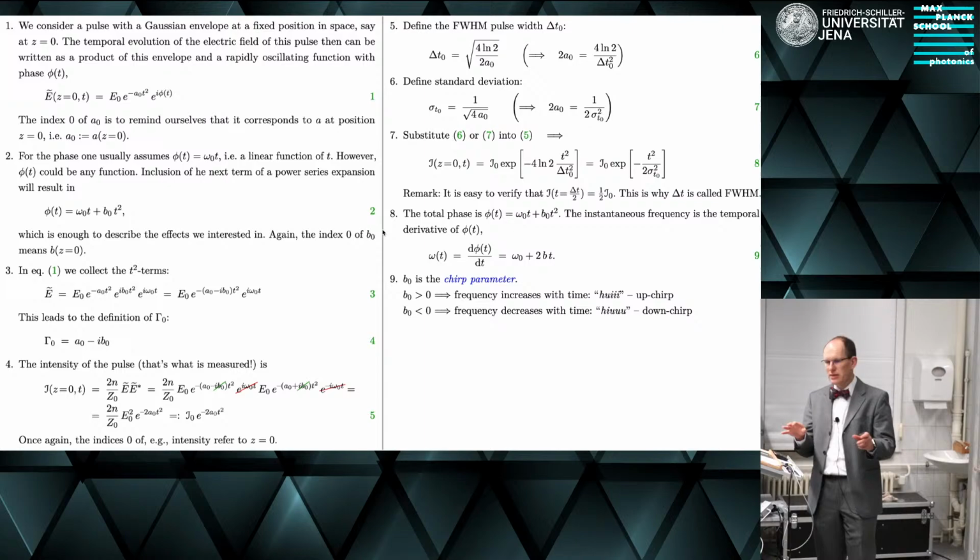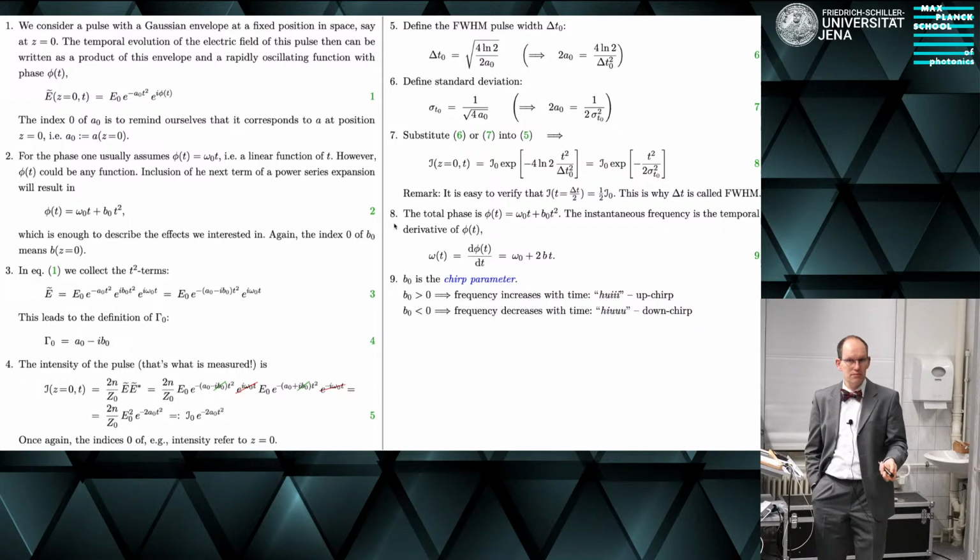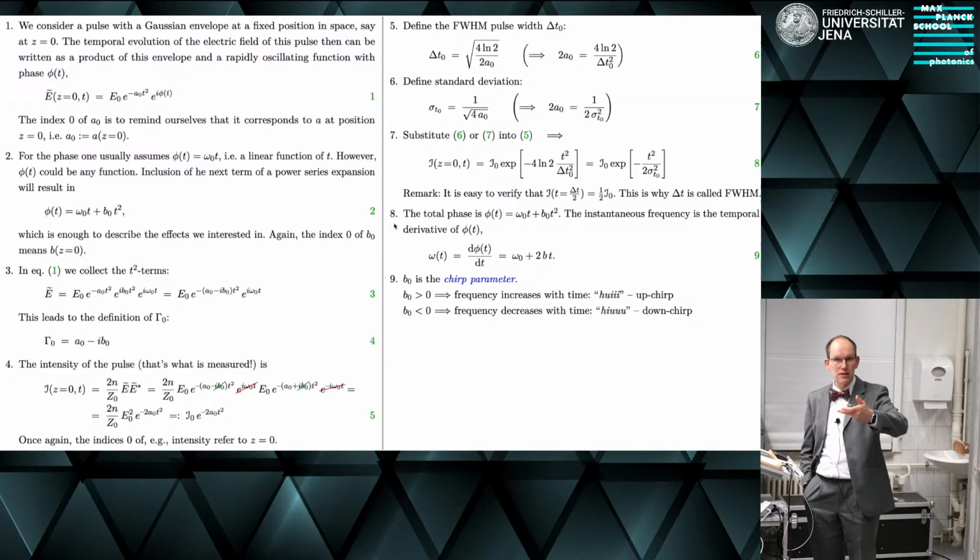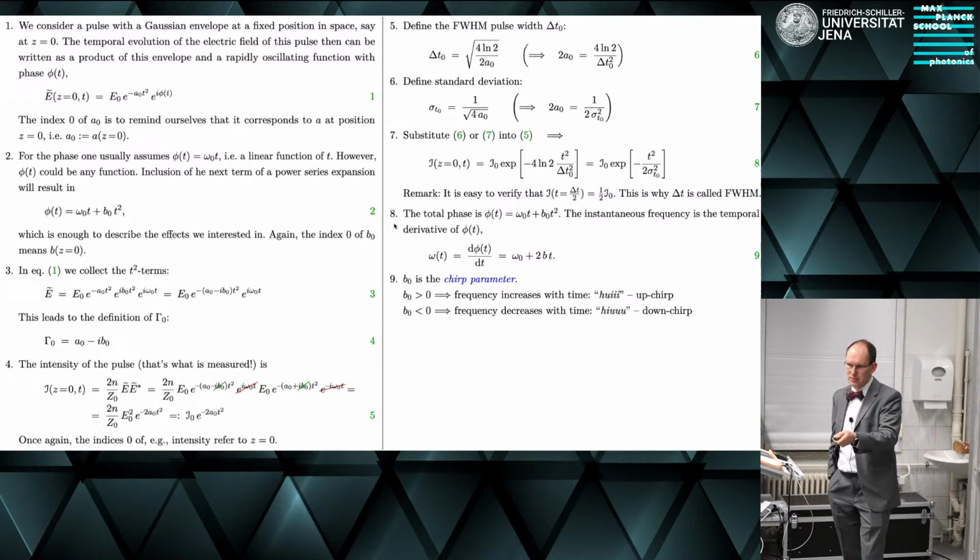Trivial stuff. But the important point is, if you look at the phase and you take the derivative, you get the instantaneous frequency. And now this instantaneous frequency is no longer constant. Rather, it is time dependent, as you see here. So we have a time dependent frequency, a frequency that changes in time. It may start at a lower frequency and go up to a higher frequency. If you try to simulate this acoustically, you would say, lower tone first, higher tone later, you would say hui. And if it's the other way around, you would call it hiu. This is what you see here. And this is called a chirp parameter.